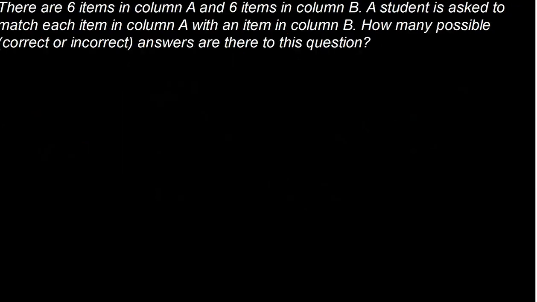There are 6 items in column A and 6 items in column B. Let me make it. Let's say this is column A, so it has 6 items, and this is column B. How many items does it have? 6 items. A student is asked to match each item in column A with an item in column B. How many possible correct or incorrect answers are there to this question?